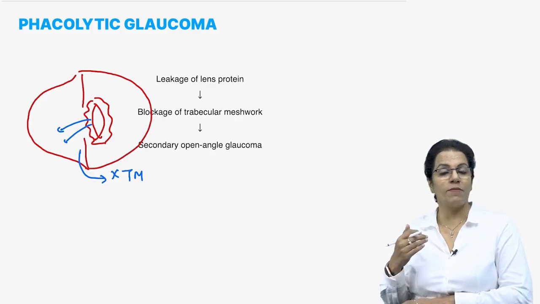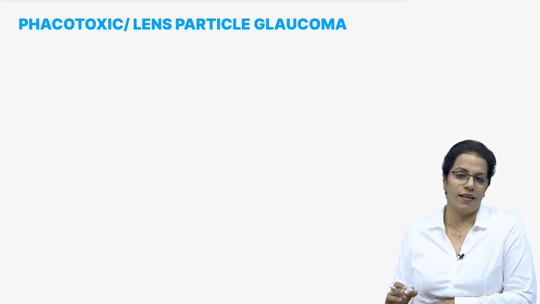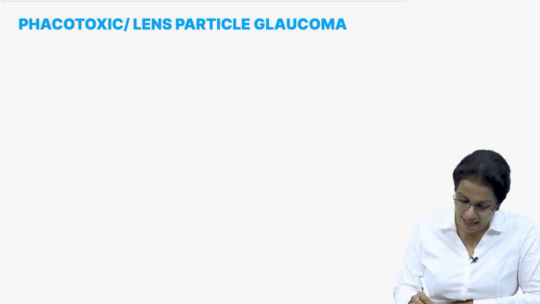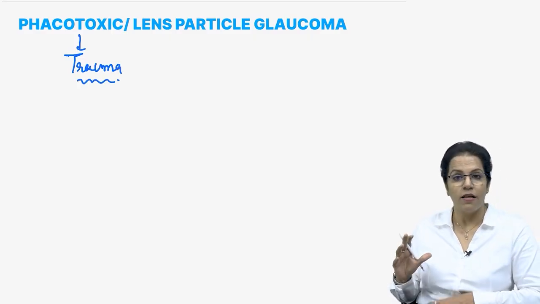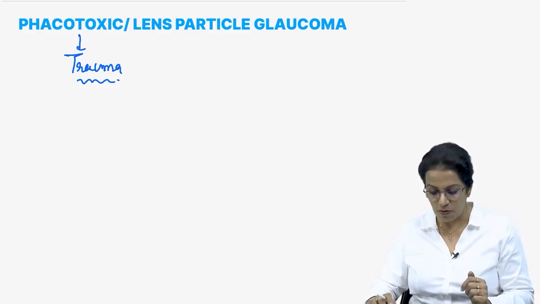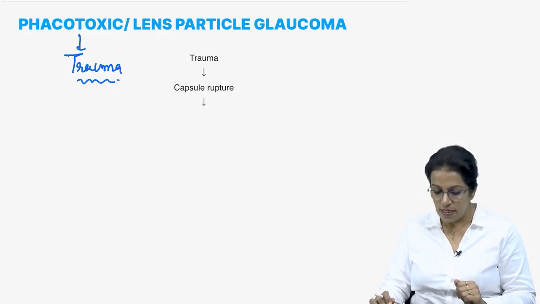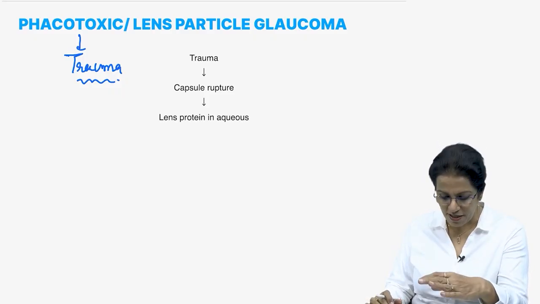Now, we will talk about some other lens-induced glaucomas as well. Second is your phacotoxic. Same story, you can even use that same figure here, except that T for T will help you to remember trauma. So think yourself, common sense, any trauma means capsule rupture, and any capsule rupture means too much protein out. So what is the story? Trauma is causing capsule rupture. This is leading to too much lens protein, that's why toxic.